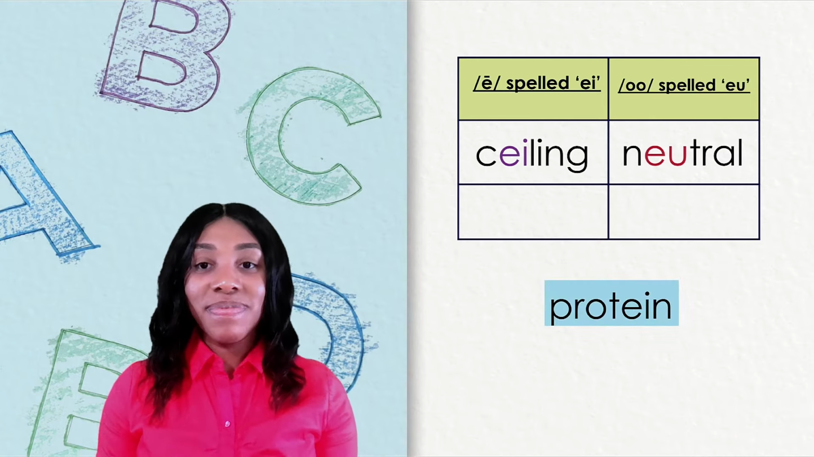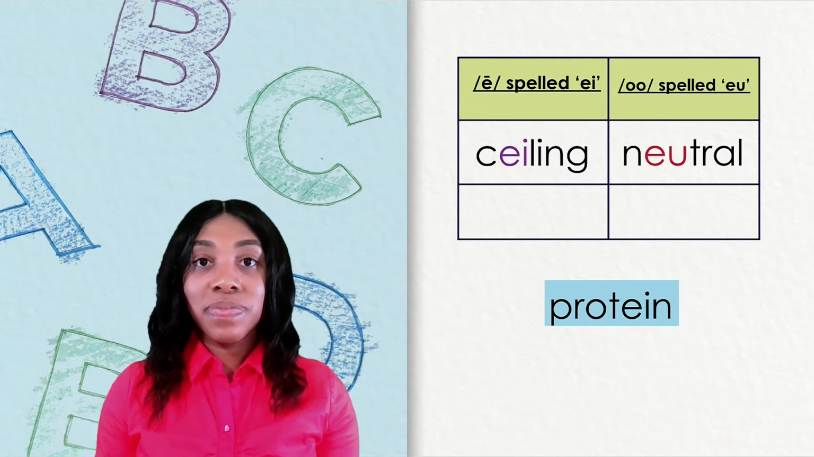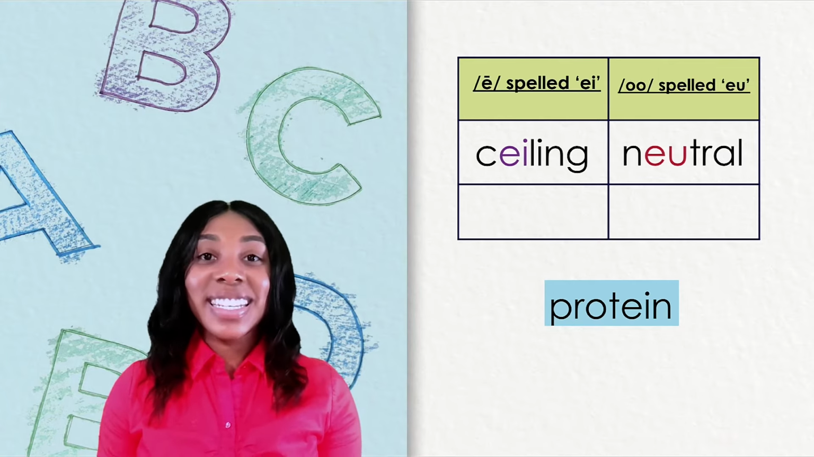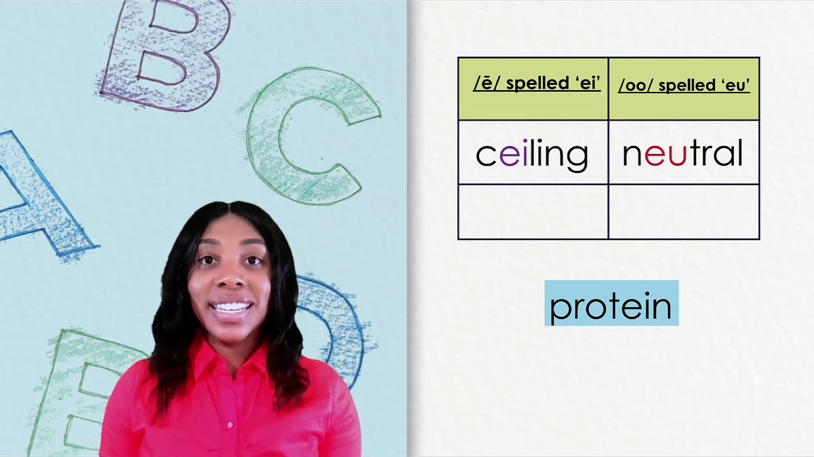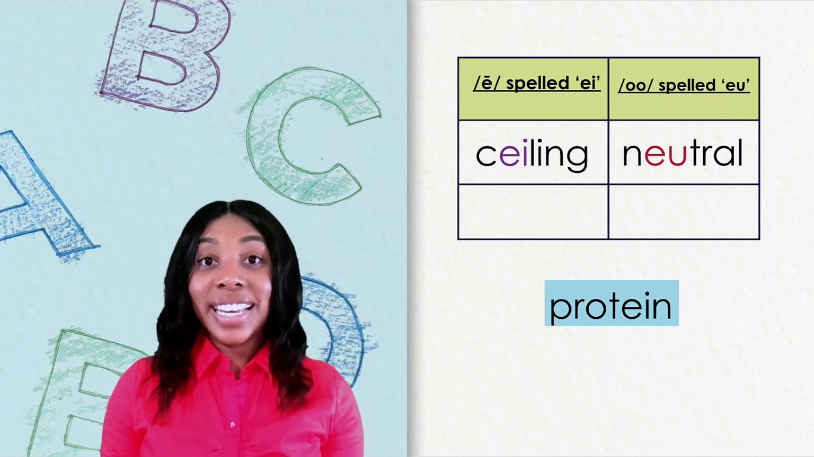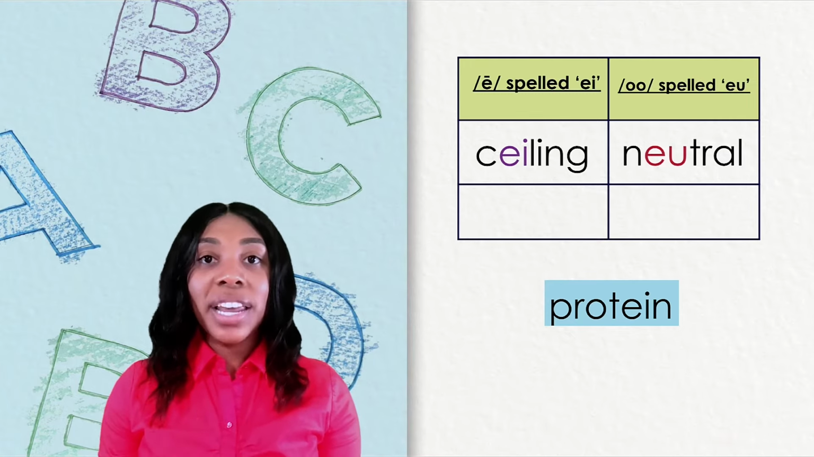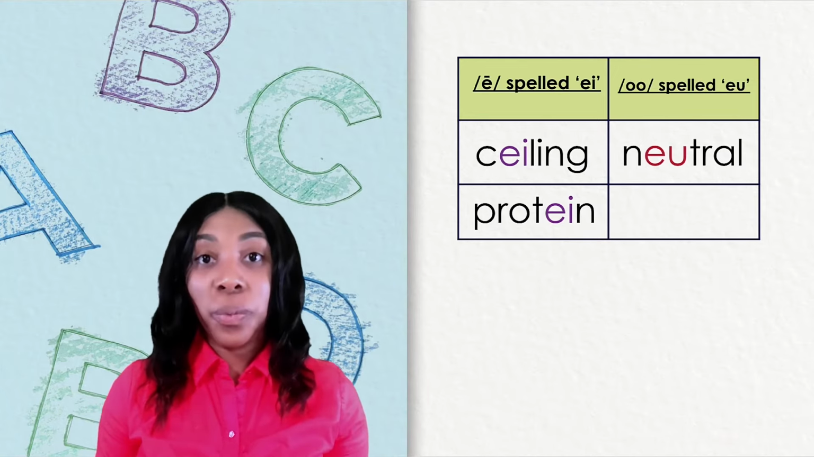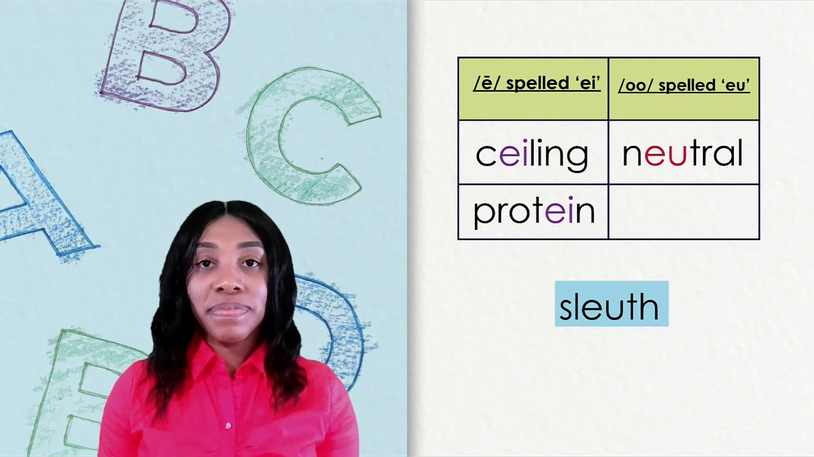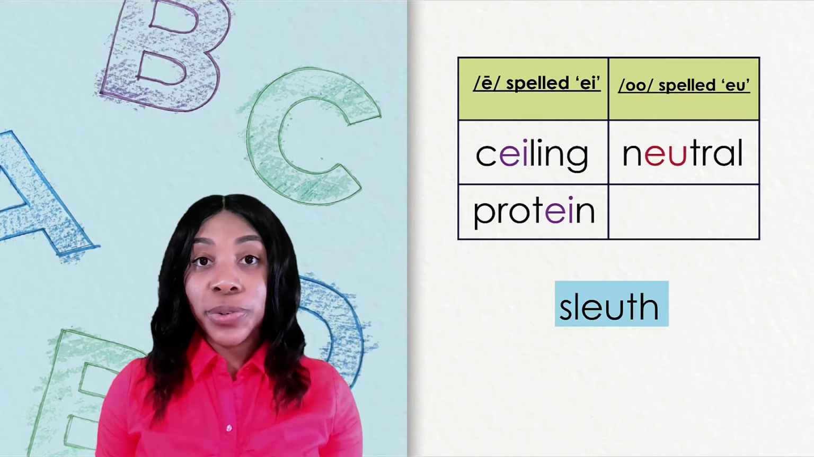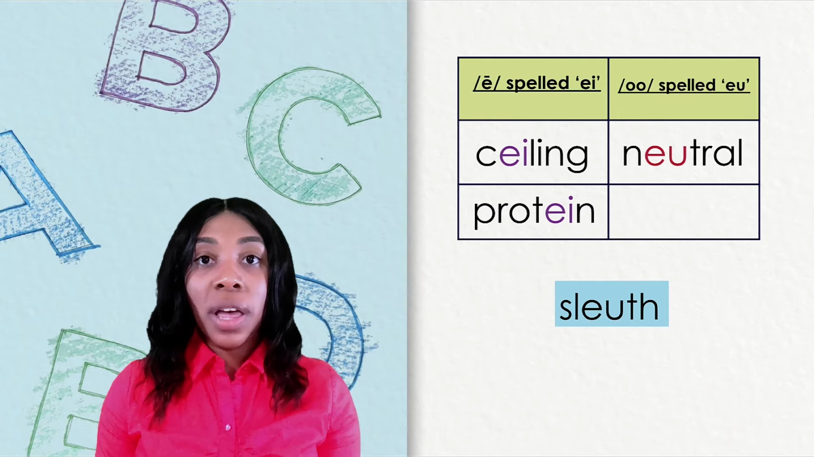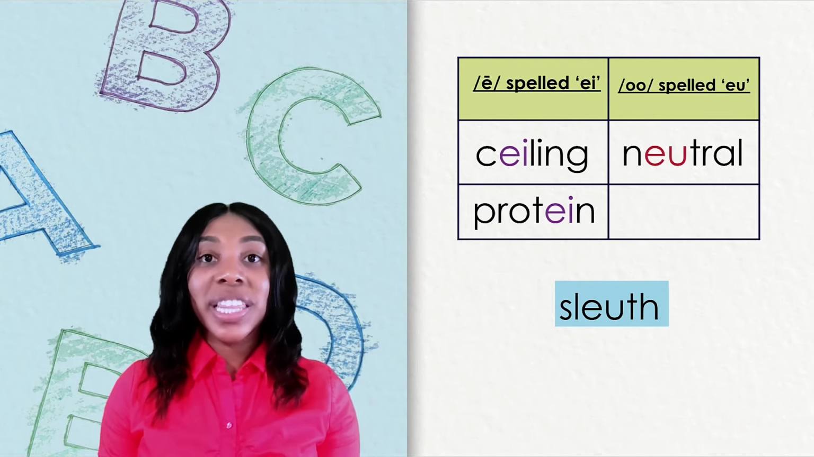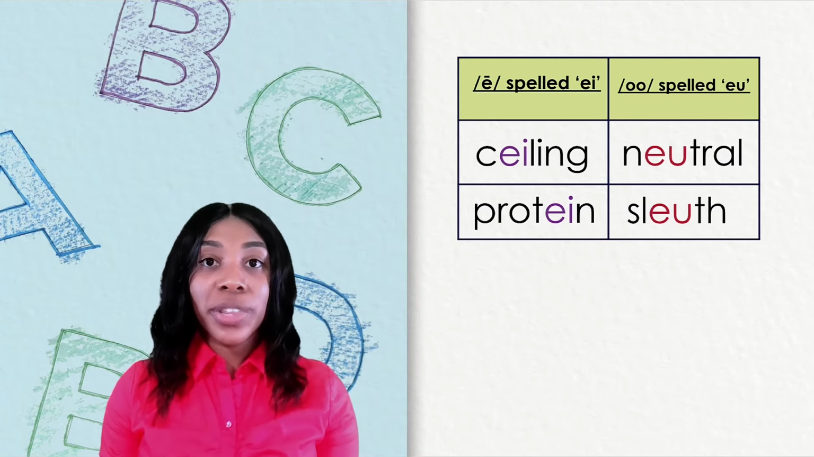Here's the next word. How would we pronounce this word? Protein. All right, let's look at the second syllable in protein. T-E-N. We hear the E sound again, and it is spelled with the letters E-I. Go ahead and write down the word protein. Here's our last word. How would you pronounce this word? Sleuth. Sleuth only has one syllable, but we heard the oo sound, and it is spelled with an E-U. Go ahead and write the word sleuth on your paper.